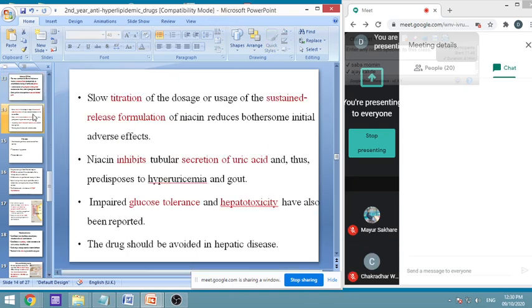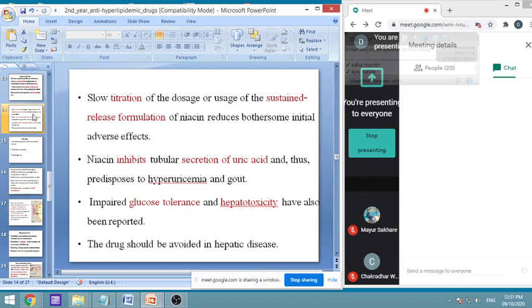Then slow titration of the doses is required. It cannot be given all of a sudden. So the dose should be titrated so that it is not too much and not too low. When the doses are given continuously, LDL and HDL should be monitored. A sustained release formulation can also be used, so the initial adverse effects can be somehow reduced.